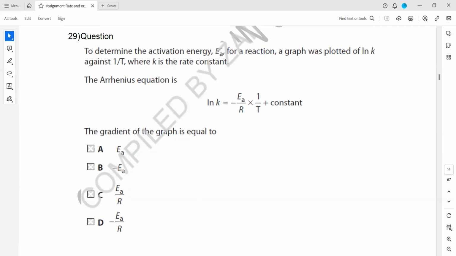Then to determine the activation energy for a reaction, a graph is plotted between ln k and 1 over T, and the Arrhenius constant is A. The gradient of the graph, how to compare? We compare with the equation of a straight line, y equals mx plus c. So on the y-axis, we have ln k, on the x-axis, we have 1 over T.